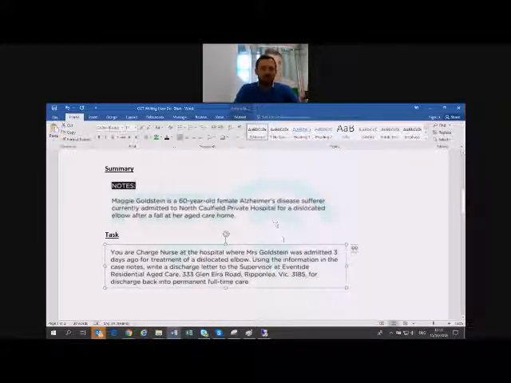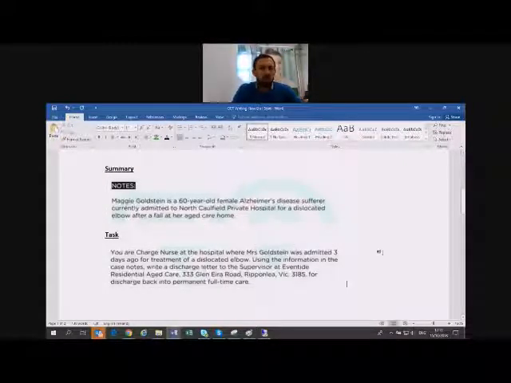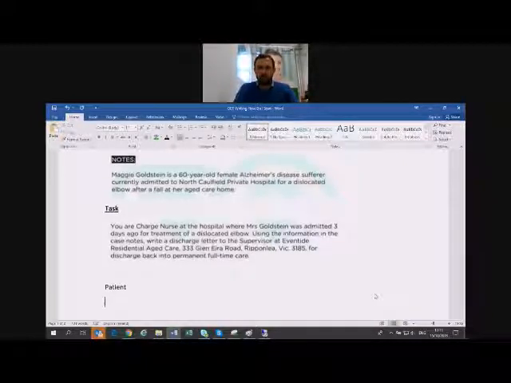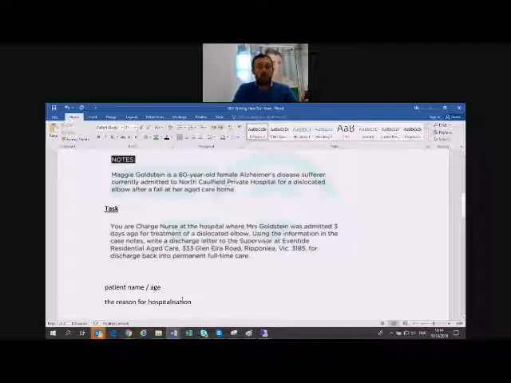So straight away, just by looking at these two things, what do we know? Okay, we can say we know the patient, we know the reason for hospitalization. We know the patient name, patient age. We know the reason for hospitalization, but what else do we know? Let's think about what do we know about the task?